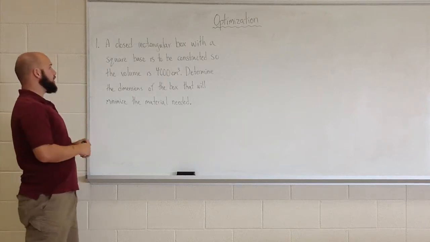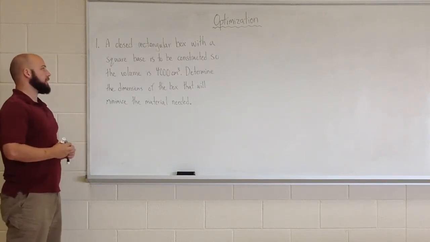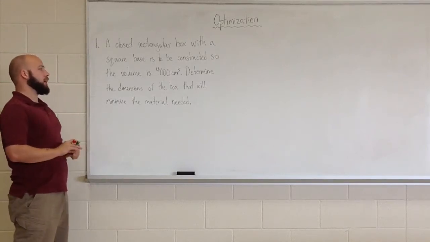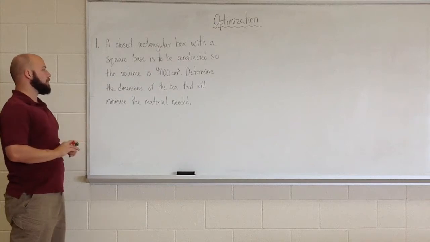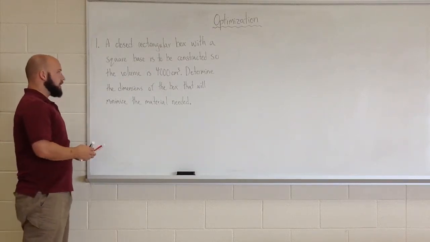So I'm going to look at an optimization problem. A closed rectangular box with a square base is to be constructed so that the volume is 4,000 centimeters cubed. Determine the dimensions of the box that will minimize the material needed. This is a very standard question.